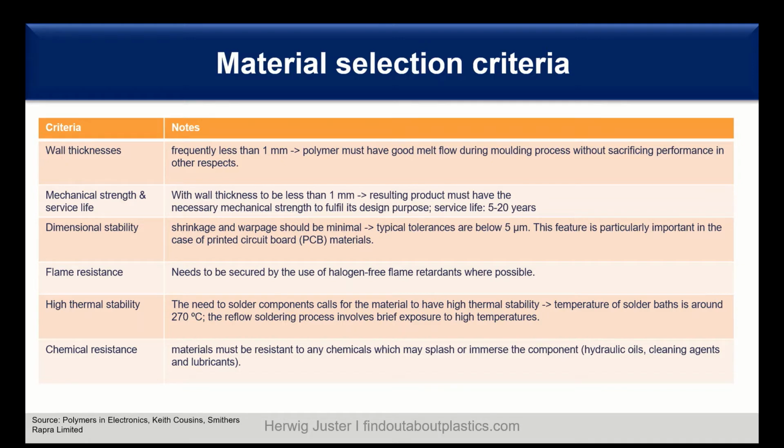Then we have high thermal stability. So we already mentioned it, reflow soldering processes for the printed circuit boards. We have here temperature peaks 270 degrees C. So here the material needs to keep the shape and dimensions. Then chemical resistance. So all the selected materials need to be resistant to any chemicals which may splash or immerse with the component itself. So this can be hydraulic oils, cleaning agents and also all kinds of lubricants.